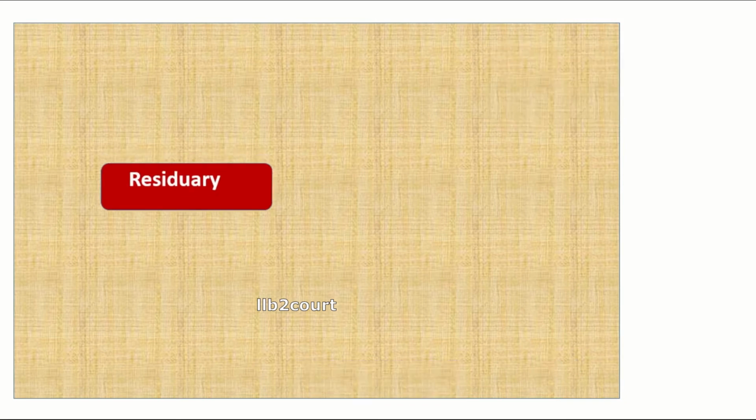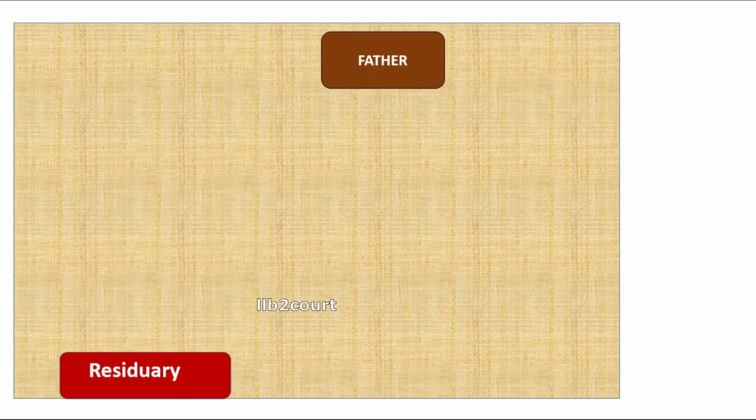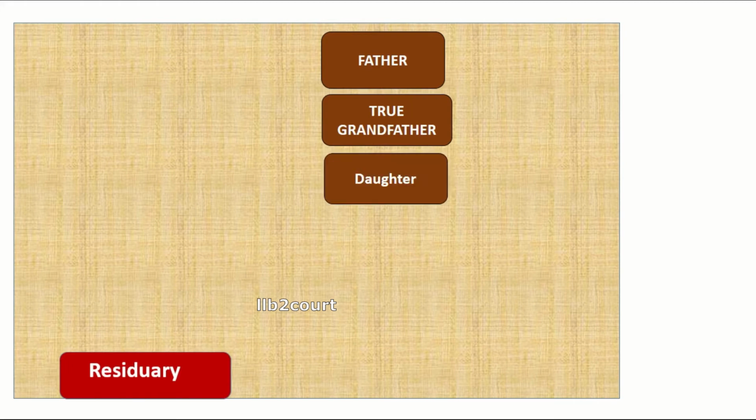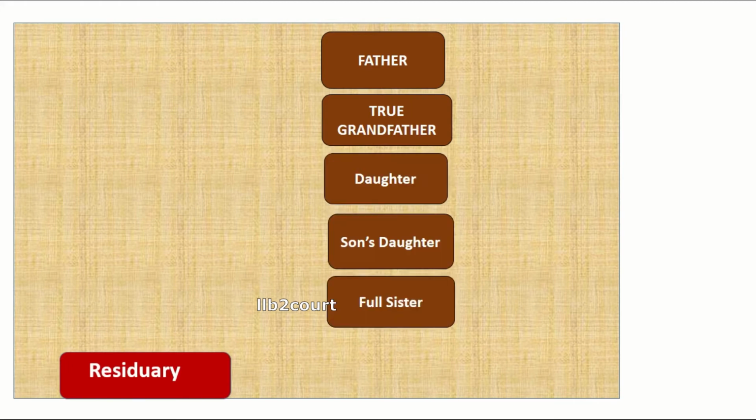Now let's see who will all be the residuary. Father, true grandfather, daughter, son's daughter, full sister, consanguine sister. These people will become residuary under certain conditions that we have already seen.